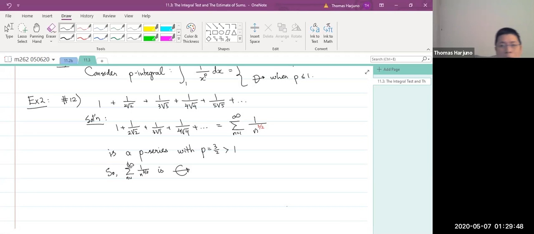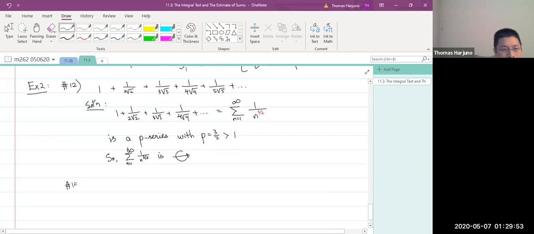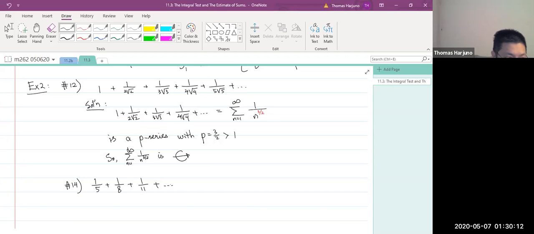Now, how about number 14? Number 14 is 1/5 plus 1/8 plus 1/11 and on. Is it convergent or divergent? Notice they don't ask you anymore, if it is convergent, to find the limit. They don't ask you that anymore.